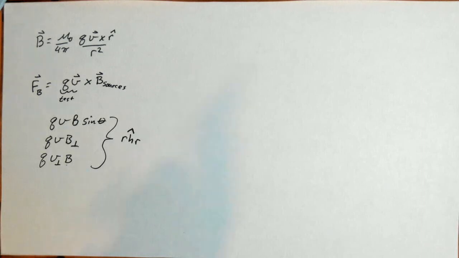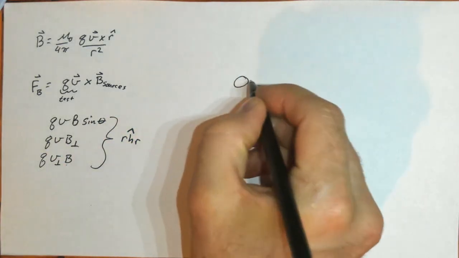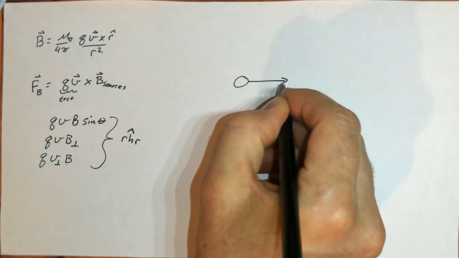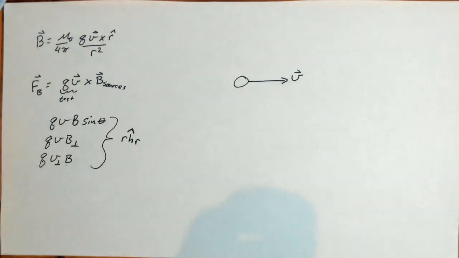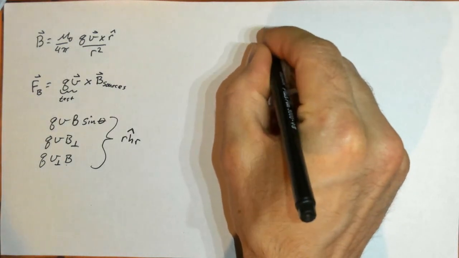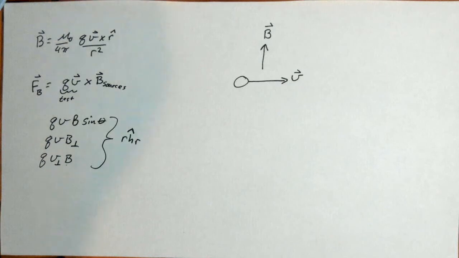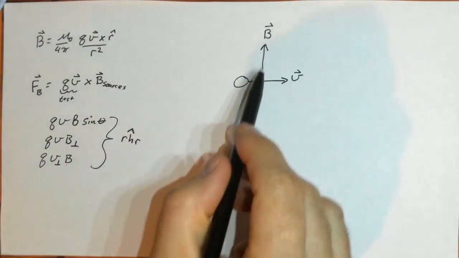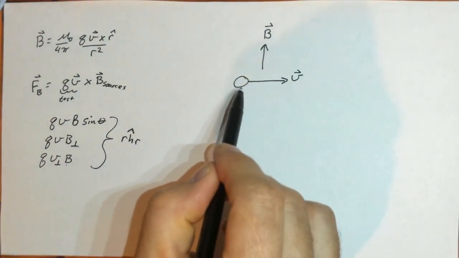The direction is probably best with a few examples. Let's say we have a charge here. We'll assume it's a positive charge, and it's moving to the right with speed v, and it's in a region of space where the magnetic field is pointing up. Now be careful. This B field is not from this charge.